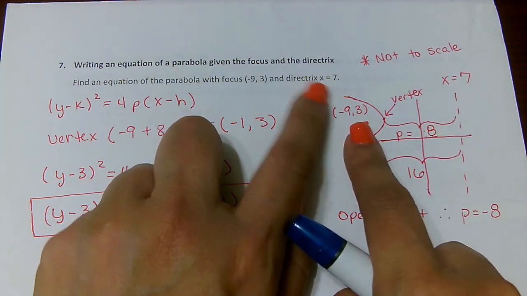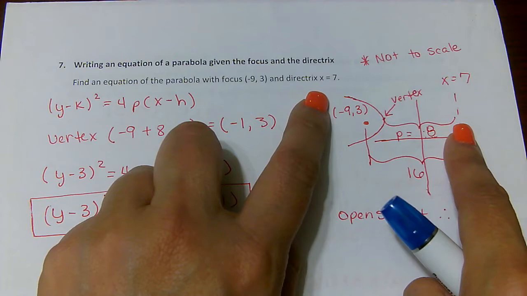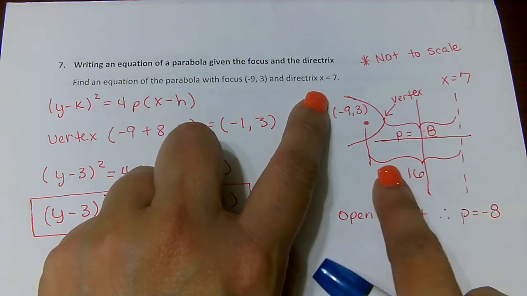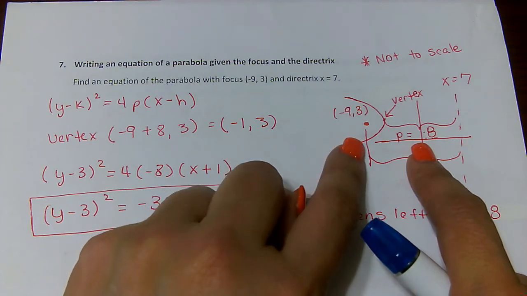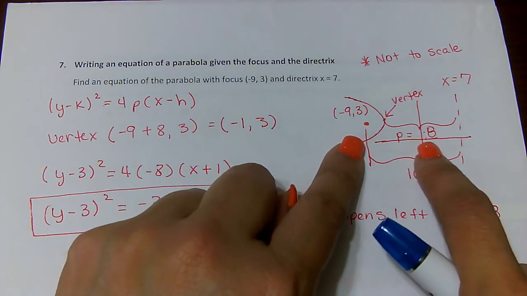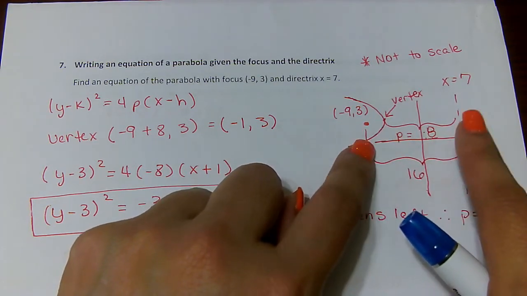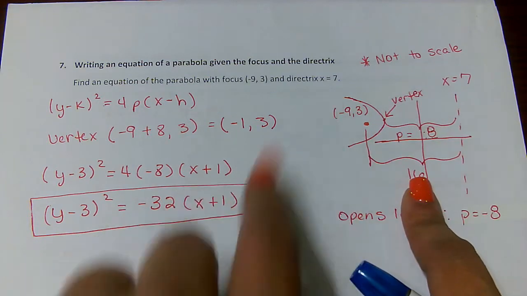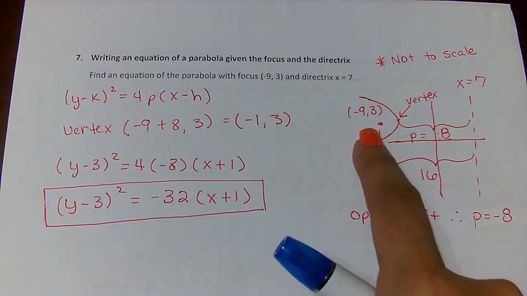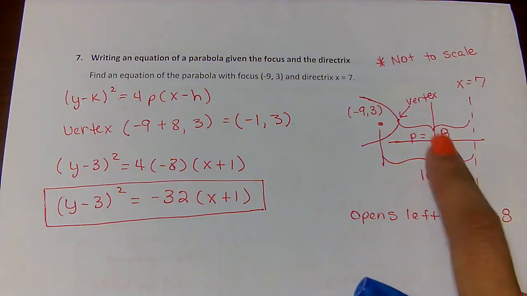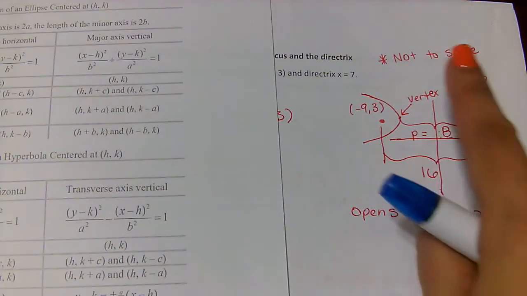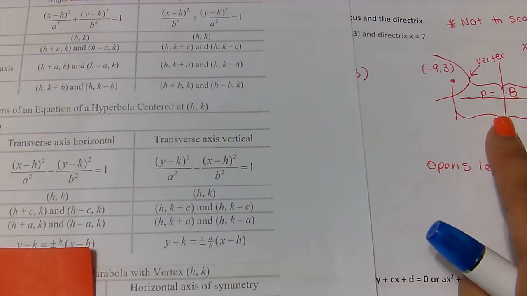The distance between the focus and the directrix is going to be a distance of 16. If this is in the center 0 and I'm going back 9 and then I'm going forward 7, that means I'm just adding 9 plus 7, which is 16. So if I know the distance between the focus and the directrix is 16, I need to discover what P is. Remember that this is not drawn to scale.